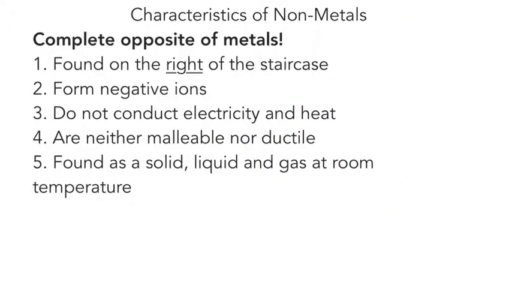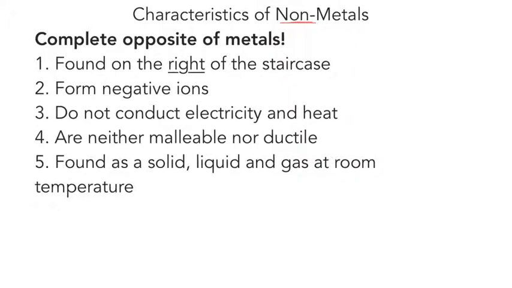Now, the first thing about nonmetals I want to highlight is the non part of the word. So non meaning the negative, so that means a nonmetal has the complete opposite characteristics of metals. As we remember from our periodic table, they're found on the right of our staircase. Second thing is that they form negative ions. So same concept, when they're trying to get a full last shell, they're going to be gaining electrons instead of losing electrons, and that's going to give them an overall negative charge.